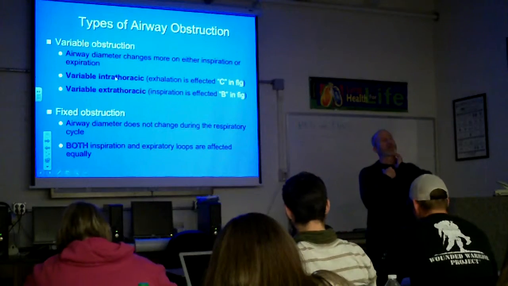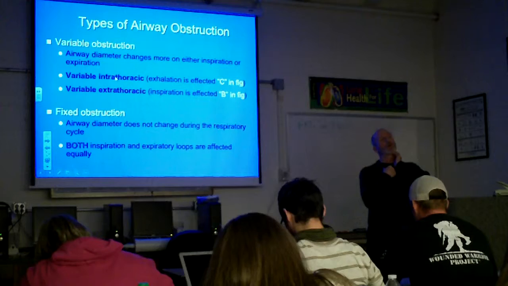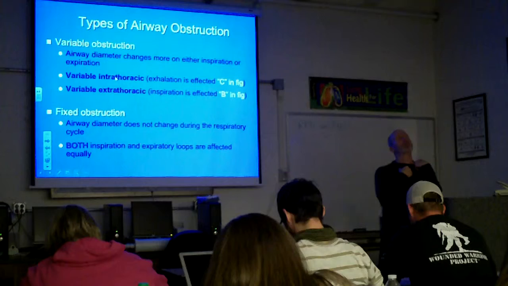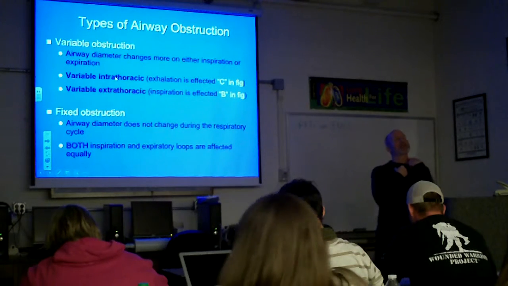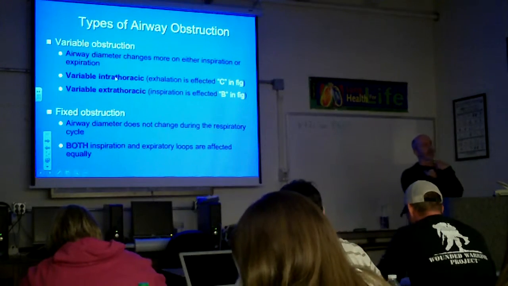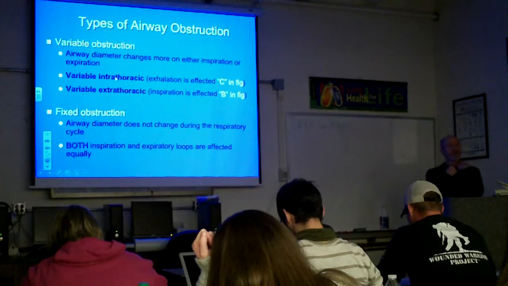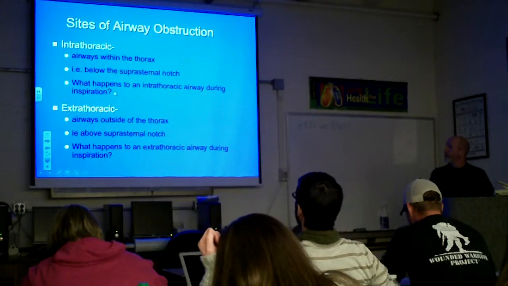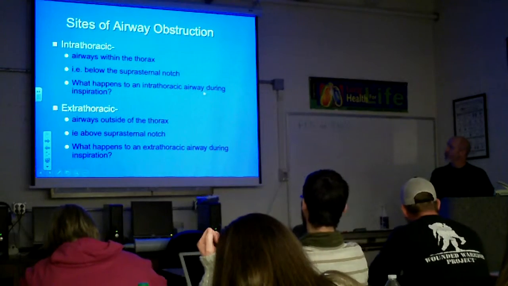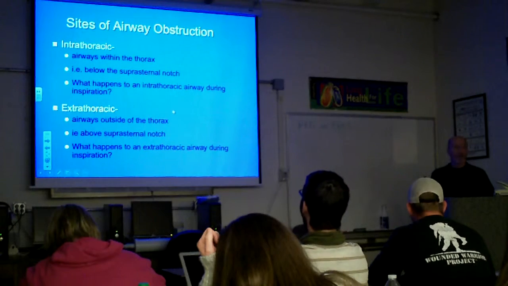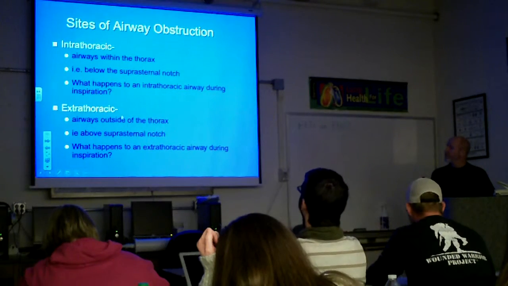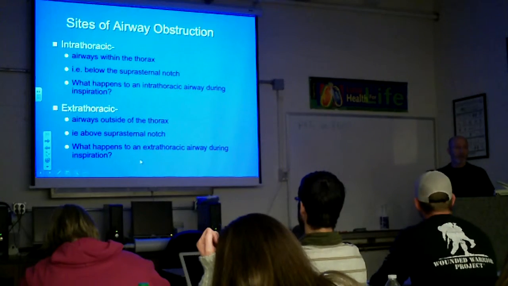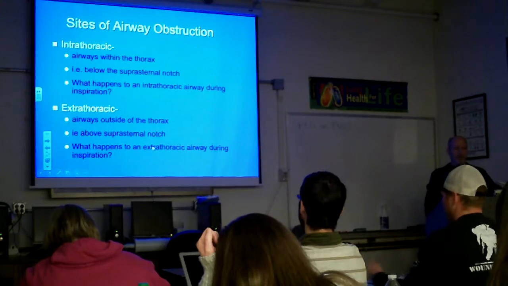Because when you normally breathe in, it becomes more narrow because the vocal cords are paralyzed, or maybe there's a tumor up here outside the chest. It's the inspiration that's going to be affected. Does that make sense? Because you realize what normally happens to an airway. During inspiration, if it's inside the chest, it gets bigger in diameter. If it's outside the chest, it gets smaller in diameter. So the opposite is true as well.